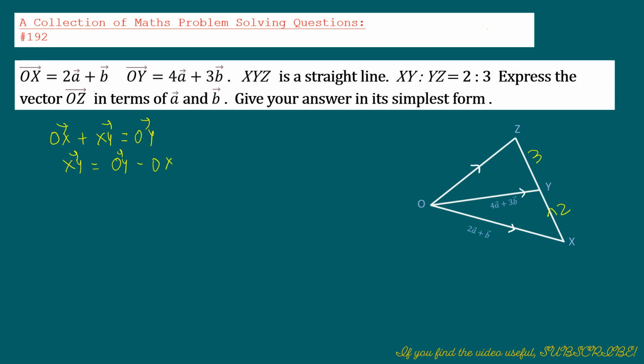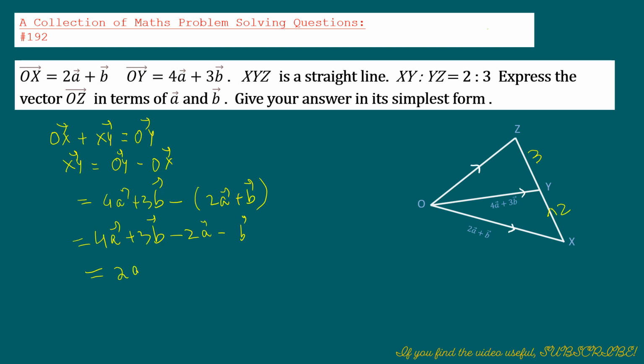minus OX, and OY we can write as 4a plus 3b, that is given to us, and minus OX, so that is minus of 2a plus b. So that equals 4a plus 3b minus 2a minus b, and 4a minus 2a is twice of a, and plus twice of b. So we know XY now.